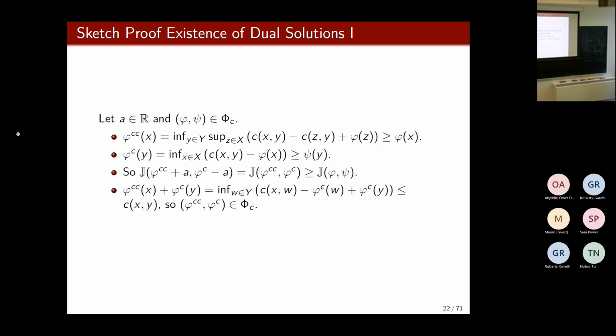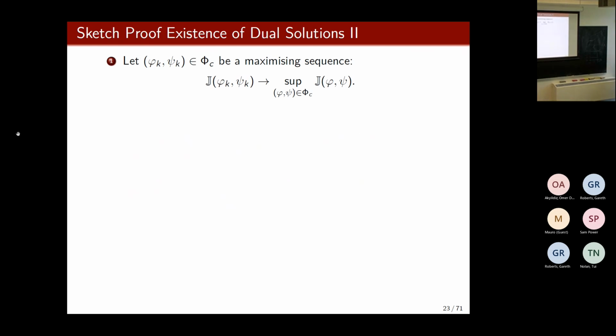I can also check that the second C transform plus the first C transform is going to be less than or equal to C of xy. So this means that the second C transform and the first C transform are always admissible for the dual problem. I didn't add it here, but I could add A here, minus A here, and that's not going to change anything. That would still be in the admissible set. So the point now being that I can always assume my optimizing pair is of this form.